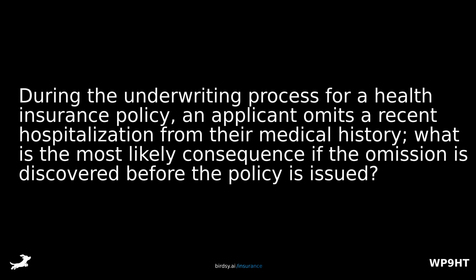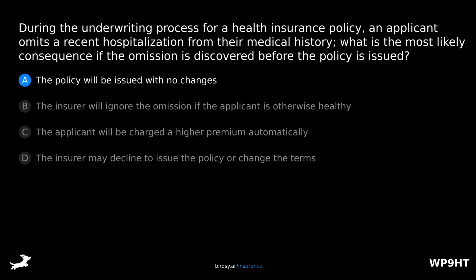During the underwriting process for a health insurance policy, an applicant omits a recent hospitalization from their medical history. What is the most likely consequence if the omission is discovered before the policy is issued? B, the insurer will ignore the omission if the applicant is otherwise healthy. C, the applicant will be charged a higher premium automatically. Or D, the insurer may decline to issue the policy or change the terms.